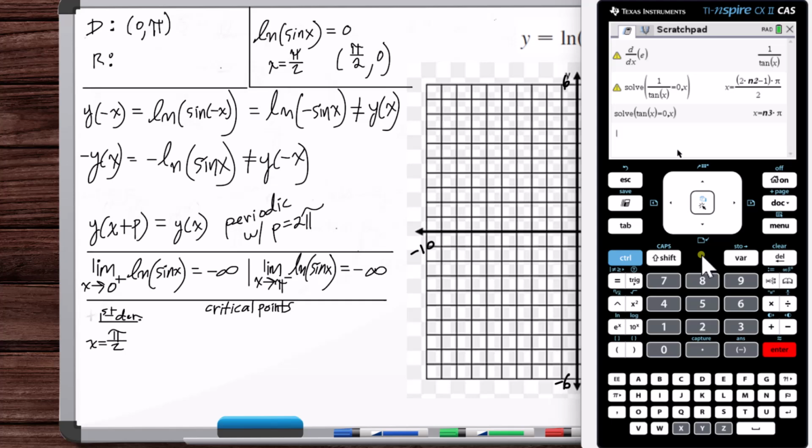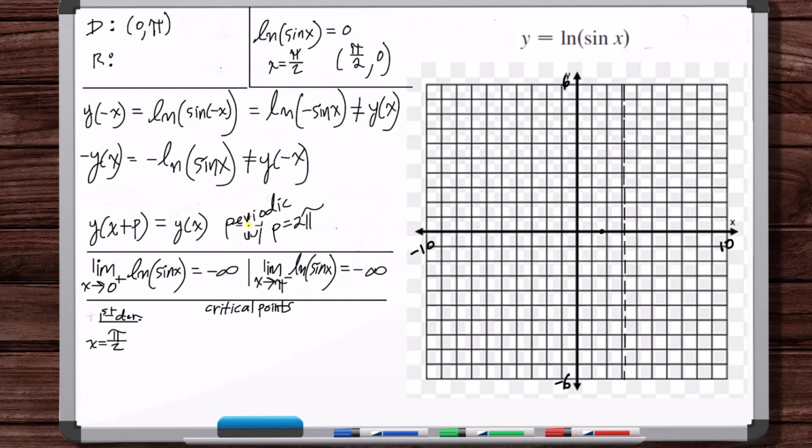Yeah. 0, pi, 2 pi, etc. So this is the only point here. Pi over 2, 0. At this point, the first derivative is going to be equal to 0. You have a horizontal slope. Okay, what about the second derivative?